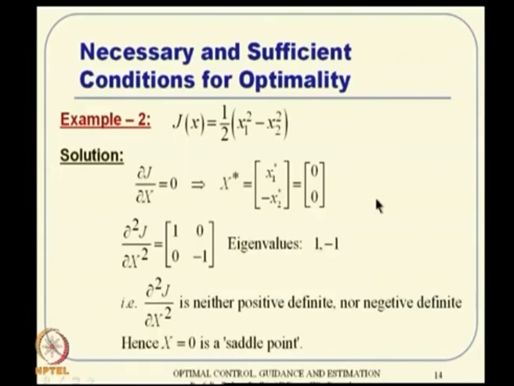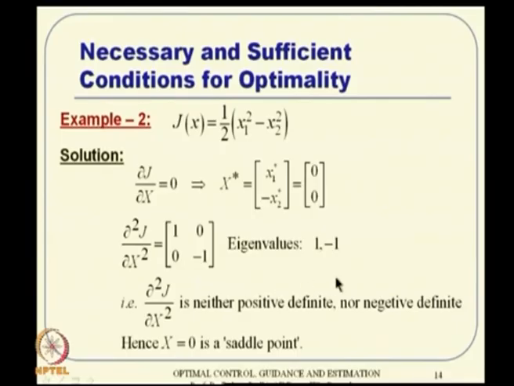And what if we have this kind of an example instead, x1 square minus x2 square? Then the ball game is completely different, and it turns out to be similar algebra. You get a candidate solution as 0, 0. However, when you go to the second derivative, it turns out to be 1 and minus 1. So the eigenvalues are 1 and minus 1. So it is really neither positive definite nor negative definite. But strictly speaking, if I go along the x1 direction, something happens. If I go along the x2 direction, exactly the opposite thing happens.